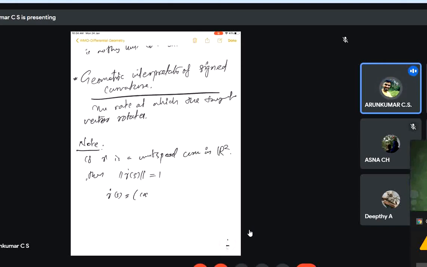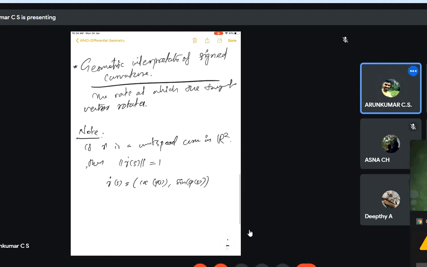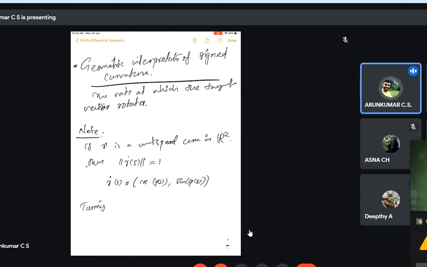For each s, I have a point cos phi of s, sin phi of s. When s varies, this angle varies, so I denote it by phi of s. The phi of s is the angle corresponding to gamma dot of s. Okay. So now with this notion, we'll define what is called the turning angle.